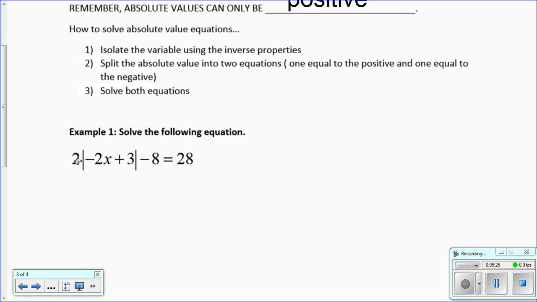We are trying to get this absolute value with the variable in it by itself. The whole absolute value must be by itself. We need to know what the absolute value equals in order to solve it. So I am just going to pretend like this is a giant variable and get it by itself. So I'm going to add 8 to both sides first.